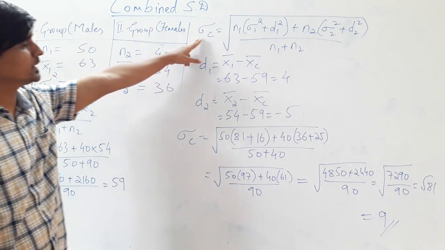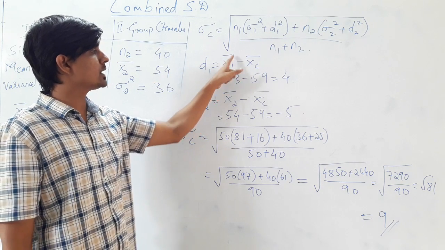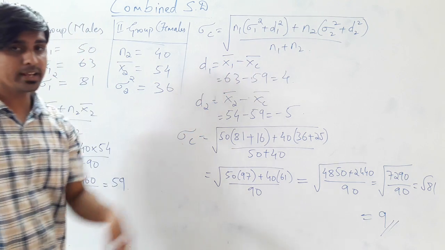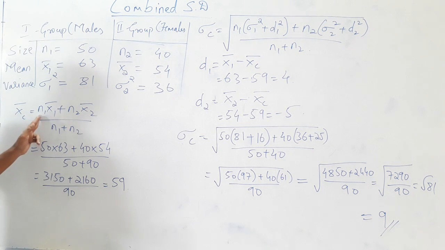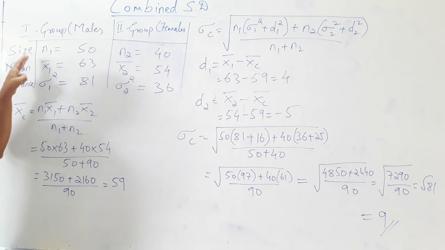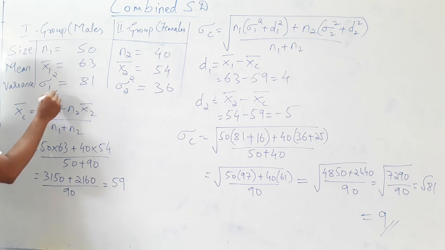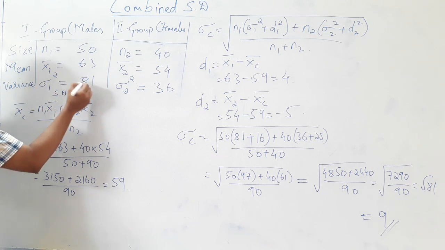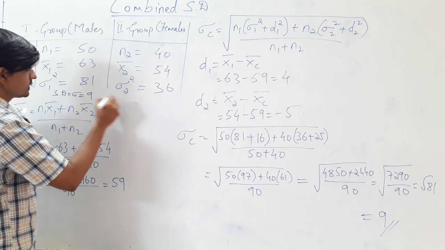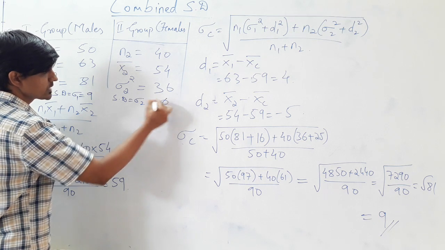To find the combined standard deviation, I have written the formula here. As you can see, D is nothing but x1 bar minus xc bar, so again we have to find xc bar. xc bar is equal to n1 x1 bar plus n2 x2 bar divided by n1 plus n2. See, size for the first group n1, x1 bar and sigma 1 whole square. They have given variance, not standard deviation. If you want standard deviation, take the root of this. What is the square root of 81? 9. Here this is sigma 1. For sigma 2, what is the square root of 36? It is 6.